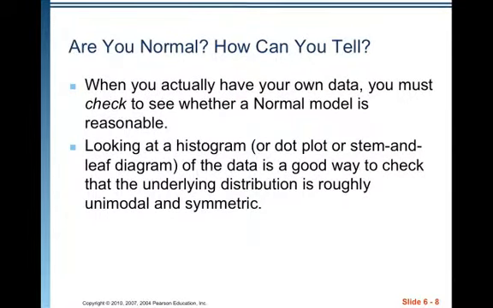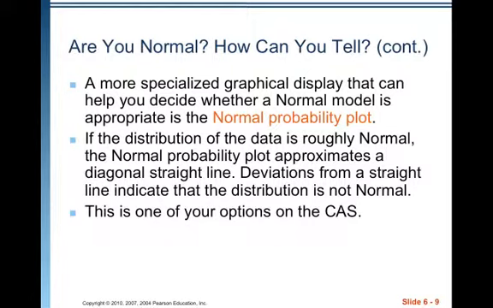Okay, are you normal? How can you tell? When you actually have your own data, you must check to see whether a normal model is reasonable. Looking at a histogram or dot plot or stem and leaf diagram of the data is a good way to check that the underlying distribution is roughly unimodal and symmetric. A more specialized graphical display that can help you decide whether a normal model is appropriate is the normal probability plot. If the distribution of the data is roughly normal, the normal probability plot approximates a diagonal straight line.